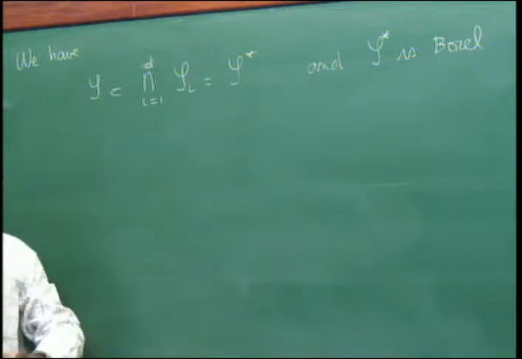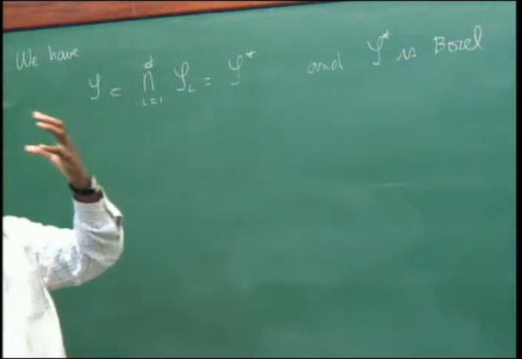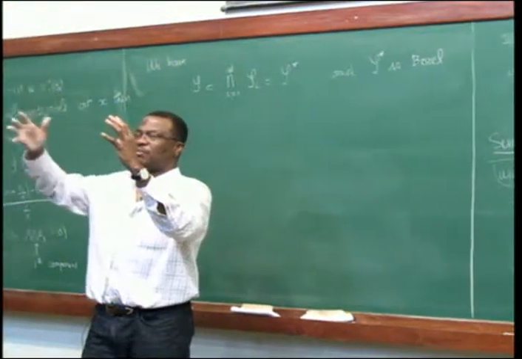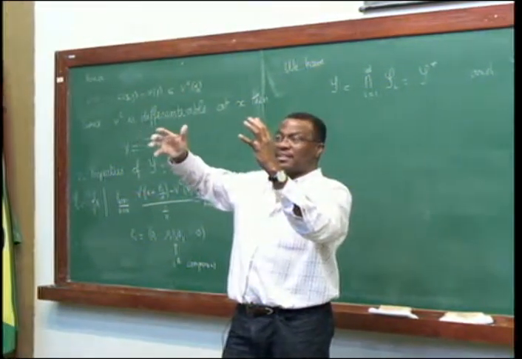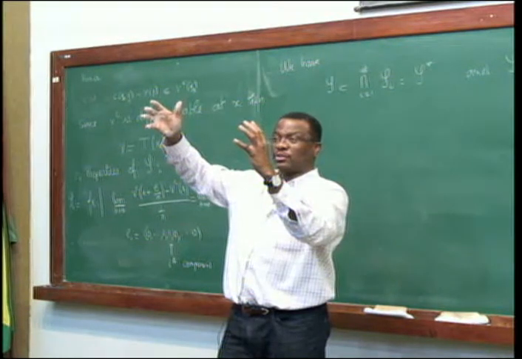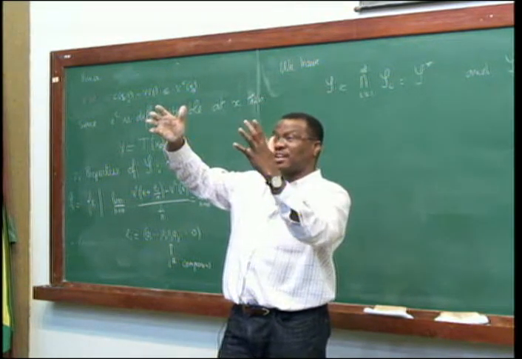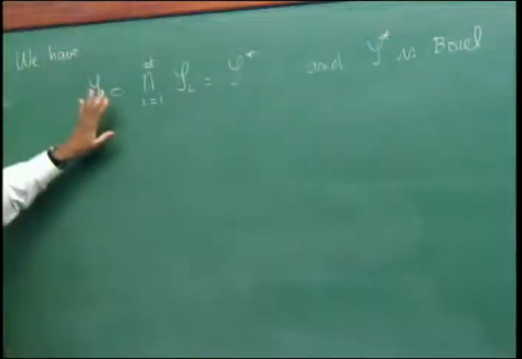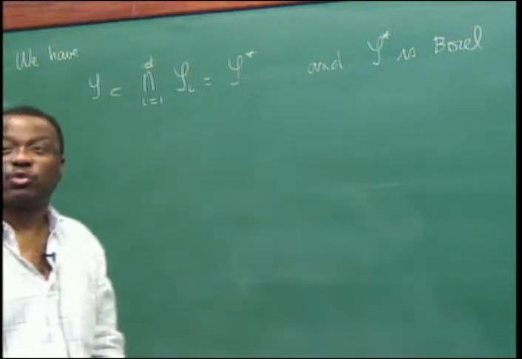Okay. So I have a smaller set, and I have a bigger set here. And the complement of my bigger set is a Borel set of small measure. The complement of my small set is necessarily of zero measure. This implies that S is measurable with respect to the Lebesgue measure.